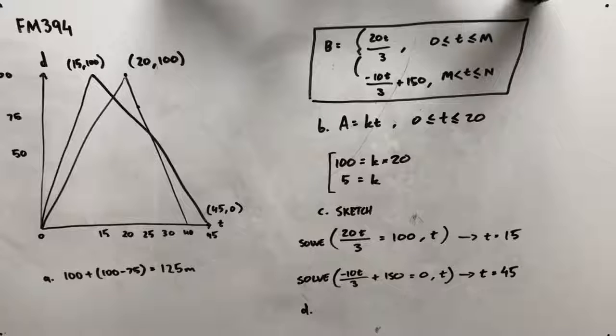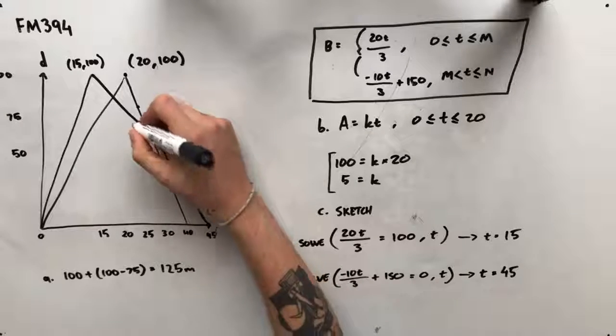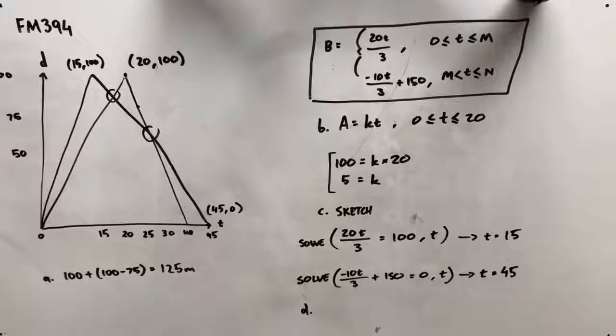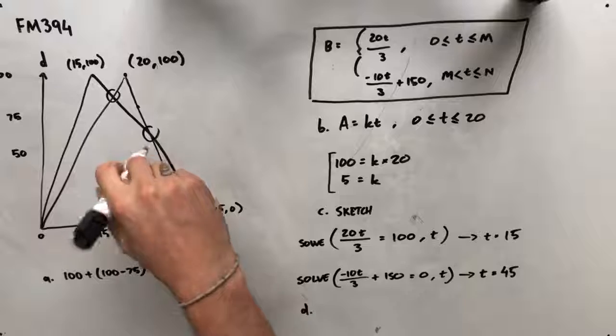Part D, the final part, says how many seconds after the start of the race did Tommy catch up to Jacob? So there's 2 points that might have your attention. That'd be this point here and this point here, because we can see at both of these points, Jacob and Tommy should be the same distance from their starting position. However, only one of these is correct.